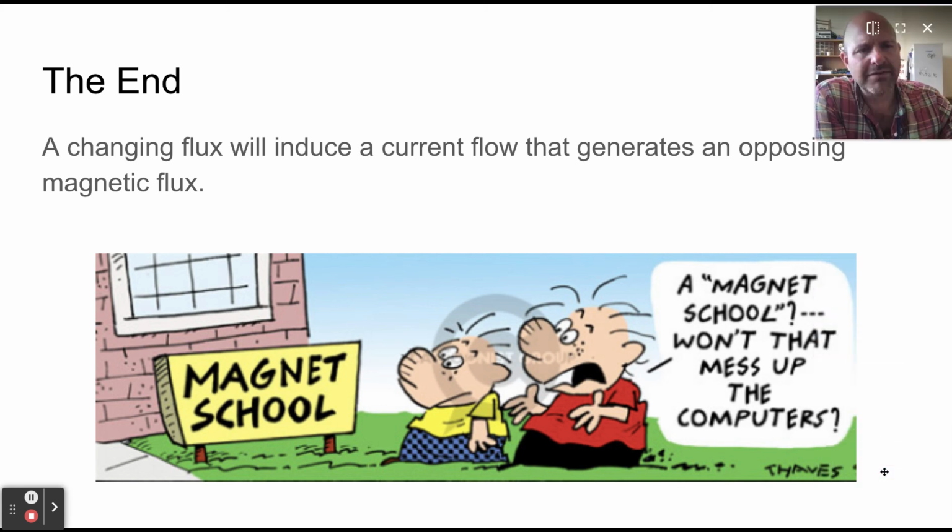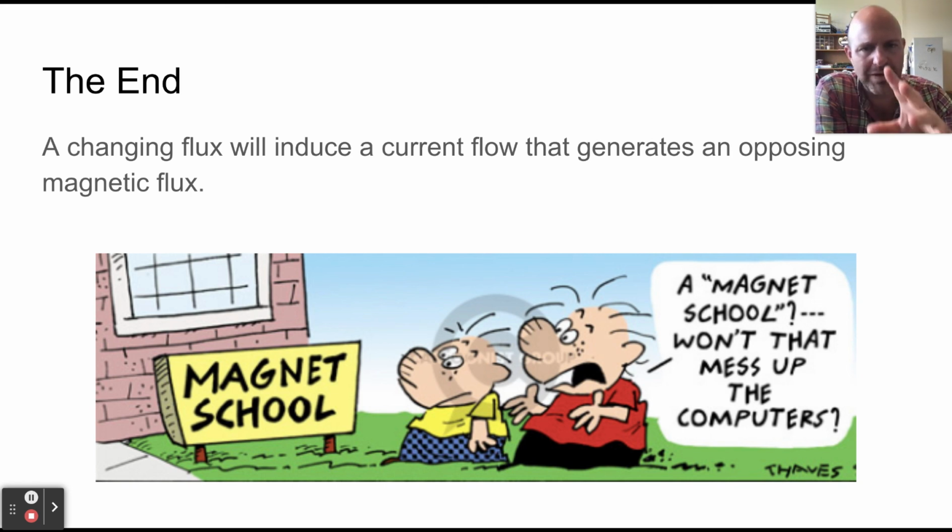There you go. Magnetic flux. Once we understand that it's the field through an area, when that changes, you can induce a current. That current will always flow to oppose the change, right? If you're getting more flux in one direction or more field in one direction, the current will flow to make field in the opposite direction. And that's how it works.